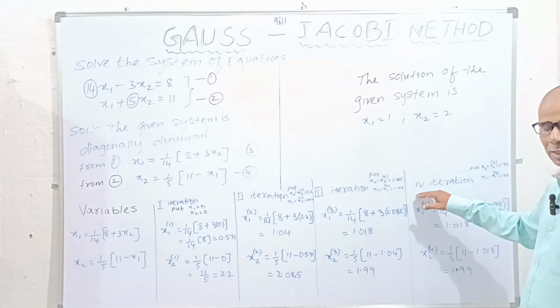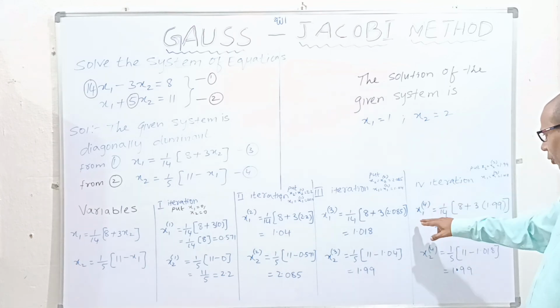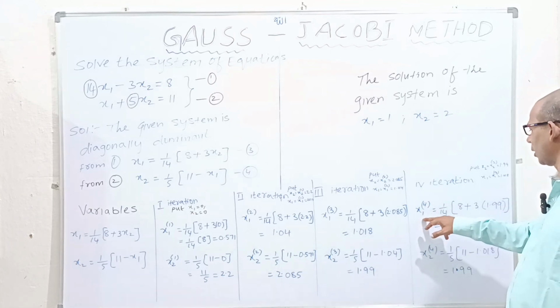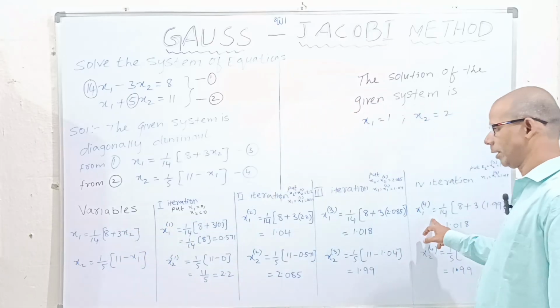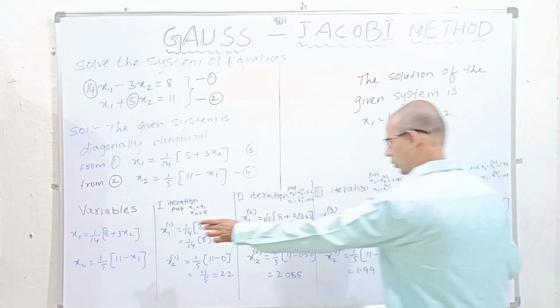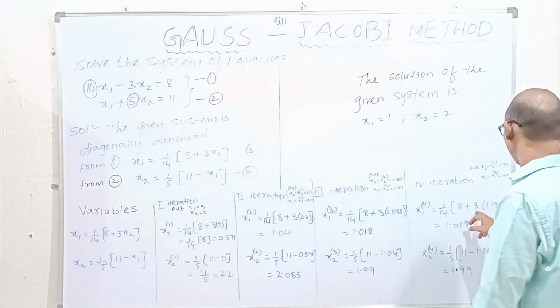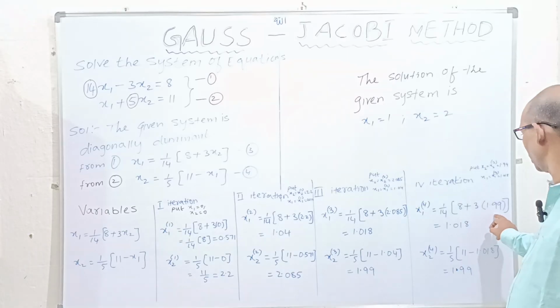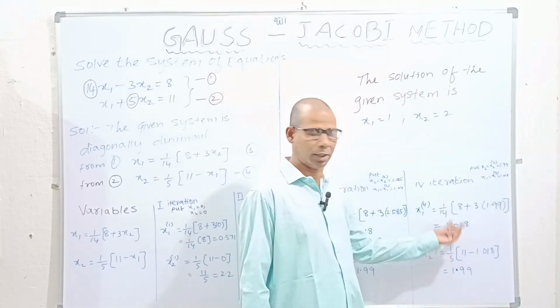So now let us go for the next iteration, that is the fourth iteration. The value of x1 is equal to the same equation, 1 by 14 into 8 plus 3 x2. Instead of x2, we will use the value of x2 from the third iteration, that is 1.99, 3 into 1.99. On simplifying that, we will get the value of x1 as 1.081.